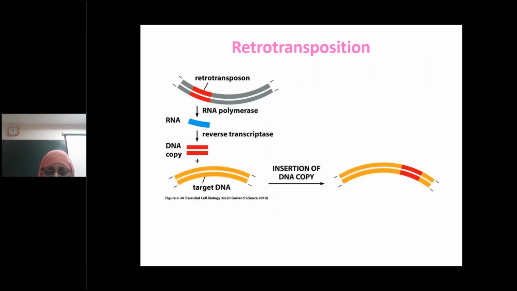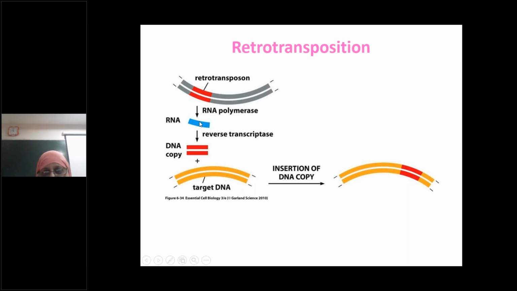So we will see what each one is. Now retrotransposition: here you can see this is the DNA molecule. This is the retrotransposon, or transposable element, or transposon, whatever you want to say. And what is happening here? It undergoes transcription to form an RNA. So this is an RNA that is formed through an RNA polymerase. Then through reverse transcription by the enzyme reverse transcriptase, it will lead to formation of a copy of the DNA.